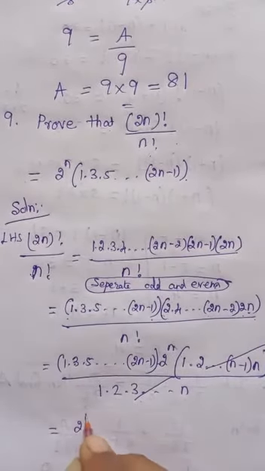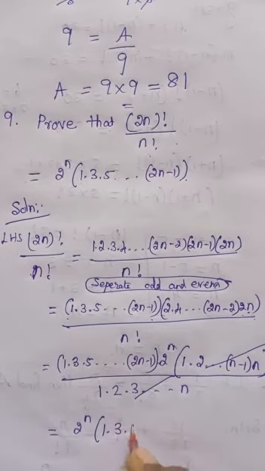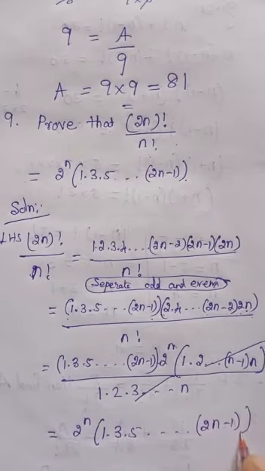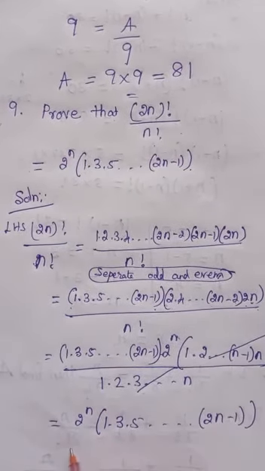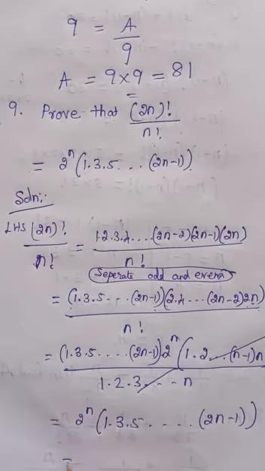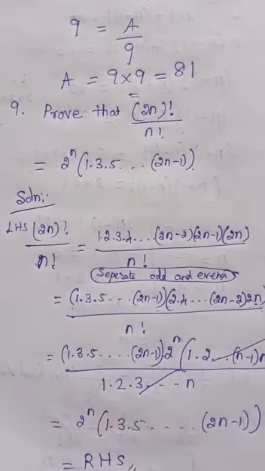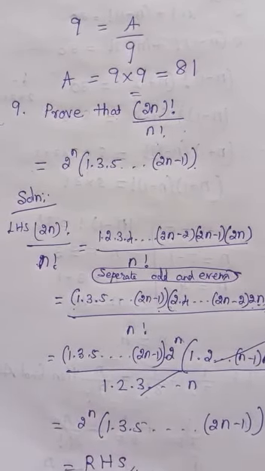So 2 power n into 1 into 3 into 5 etc. up to 2n minus 1. Is it clear? Which is equal to RHS. Simple problem, but it is a very important one. Okay.